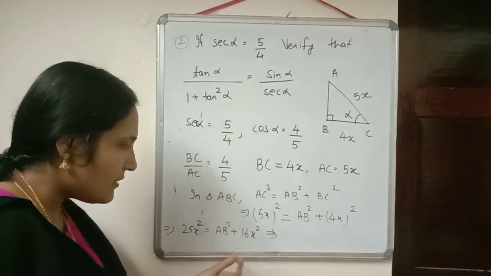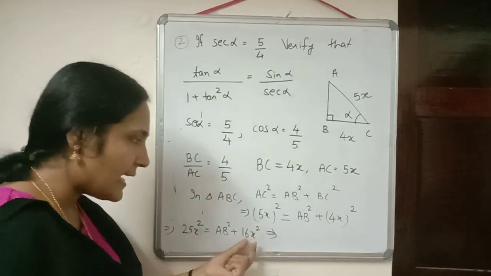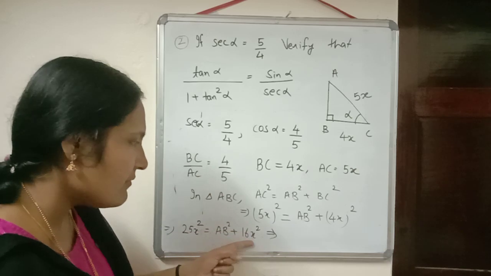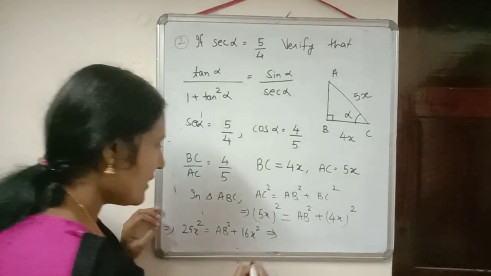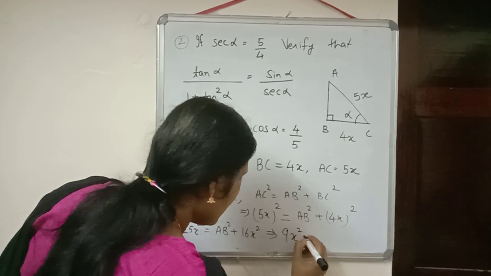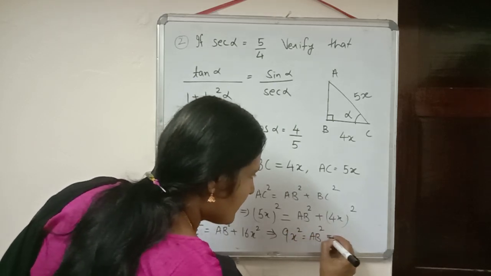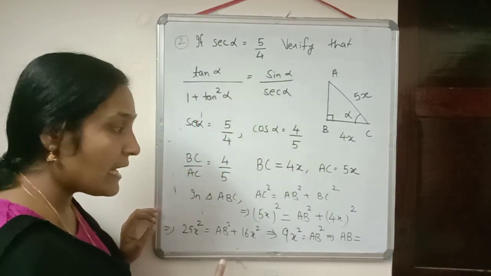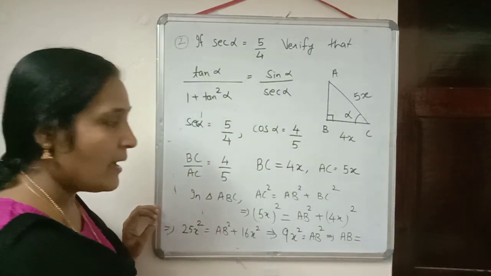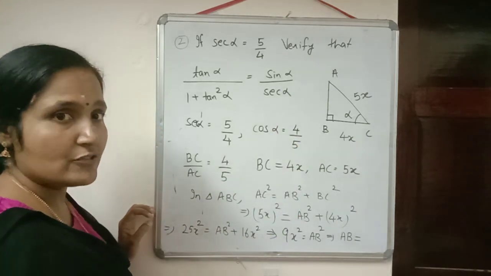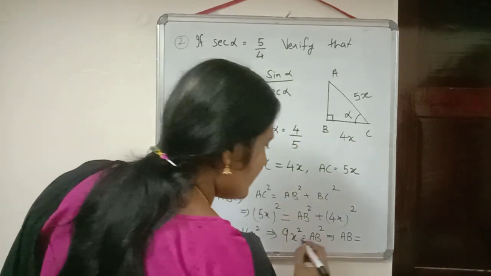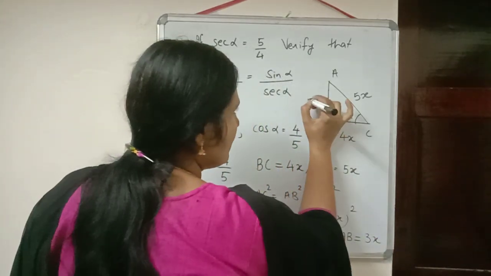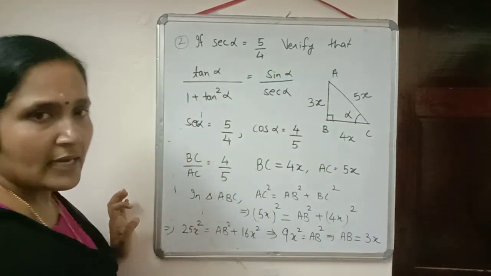Now 16x square we can shift to the left hand side. Then it will get subtracted. So shall I subtract it directly? Okay. So 25x square minus 16x square will give you 9x square is equal to AB square. So can you tell me what will be the value of AB from here? Usually we write both the values, plus or minus. But AB is the side of a triangle, so it will never be negative. So we will take the positive value. What will come? Yes, it will be equal to 3x. So we got here AB is equal to 3x.